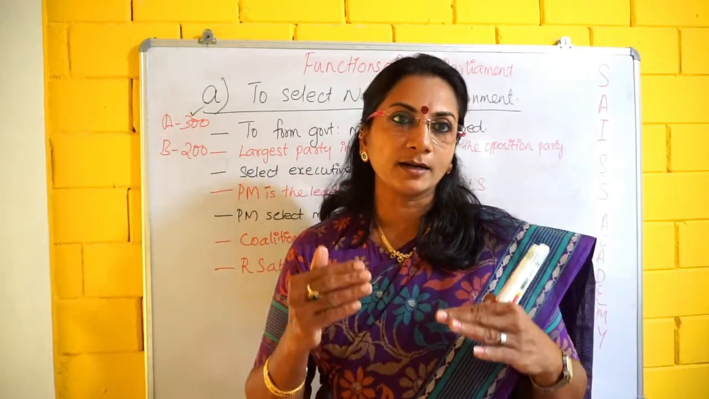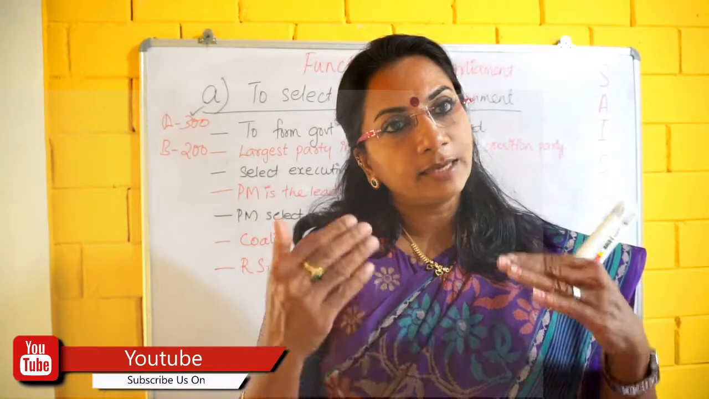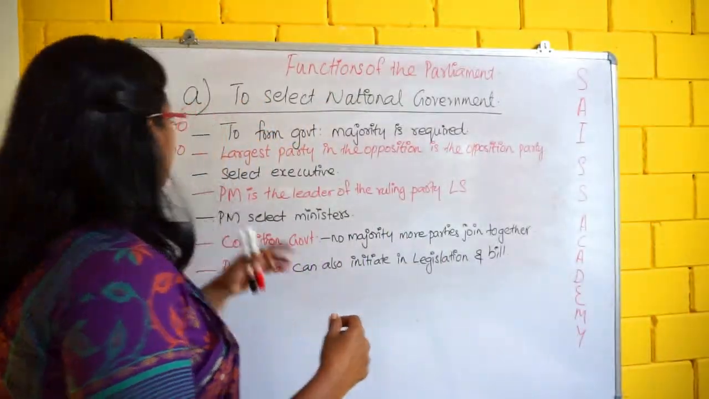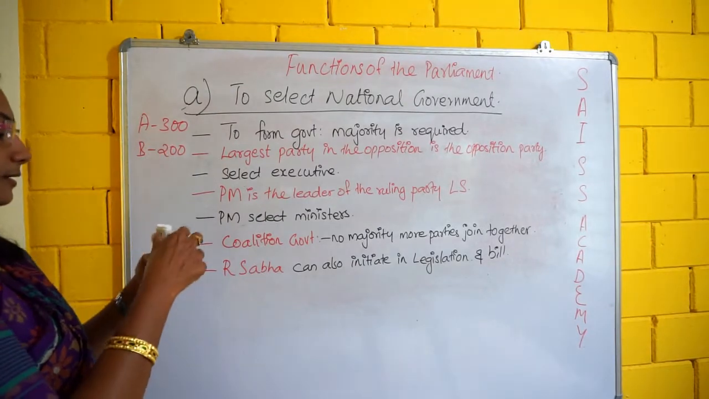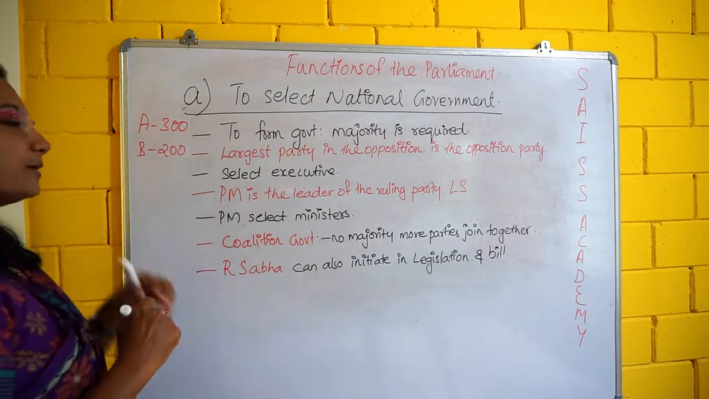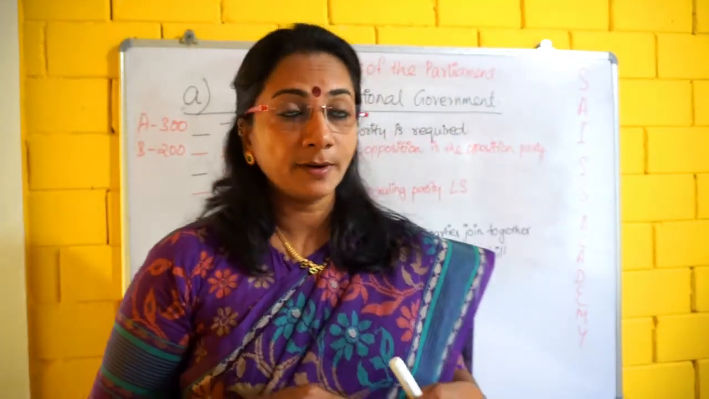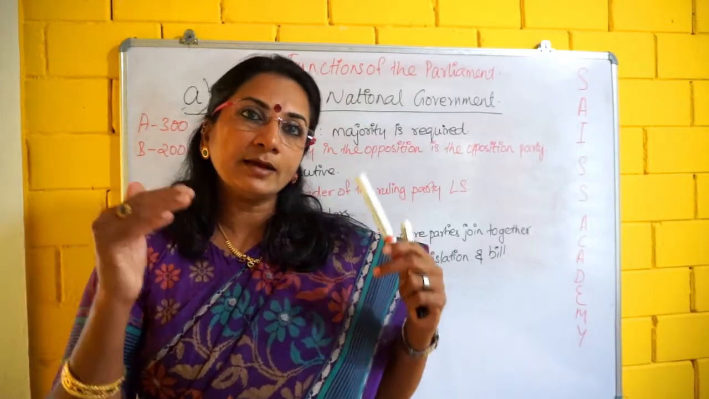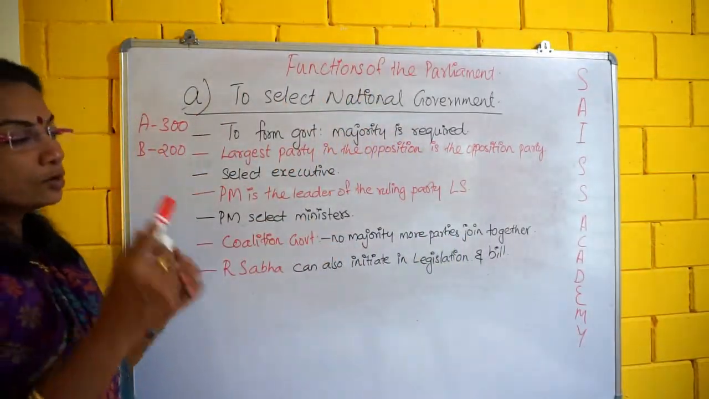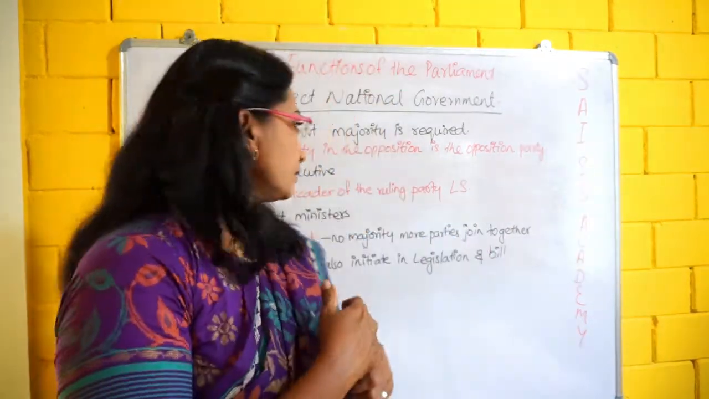So the majority party, named A, will form the government. Understand? So what did we say? We said that this A party got the majority, so they form the government. And what happens to the B party? Yes, they form the opposition in Parliament. Opposition means they oppose the majority party, and they become known as the opposition party.